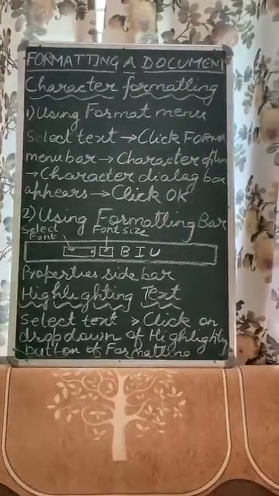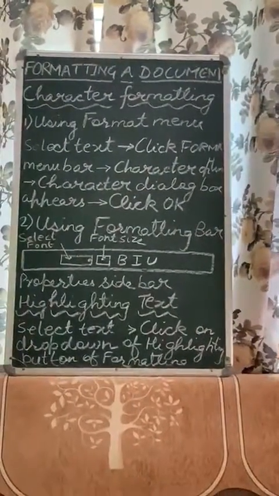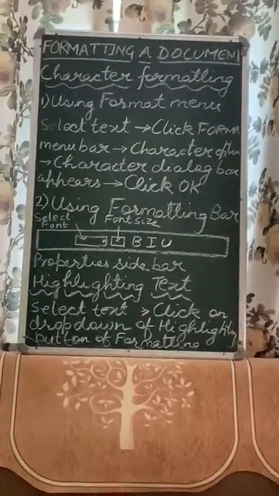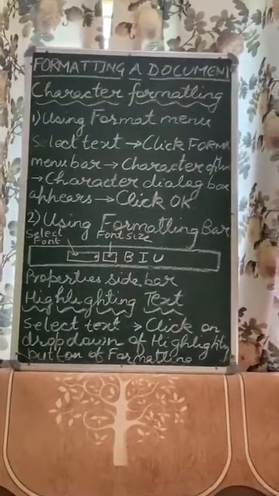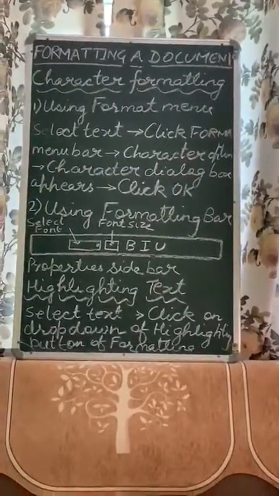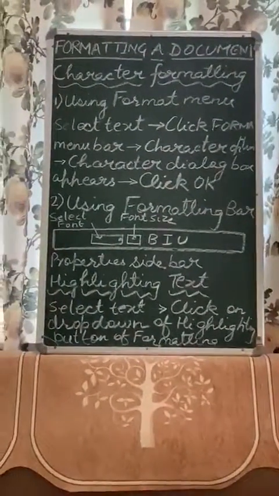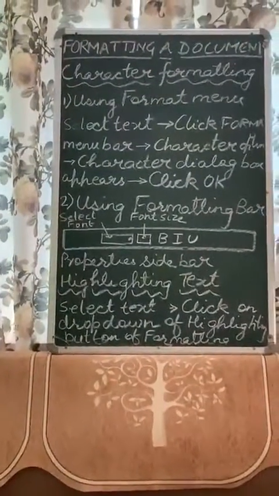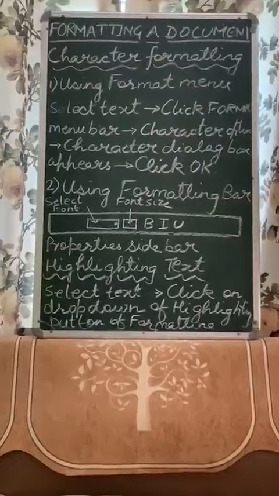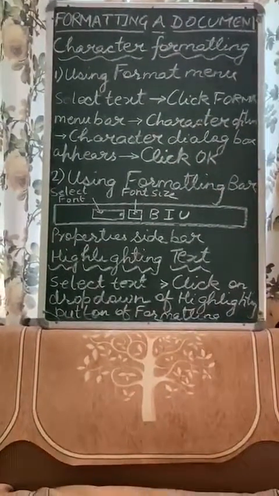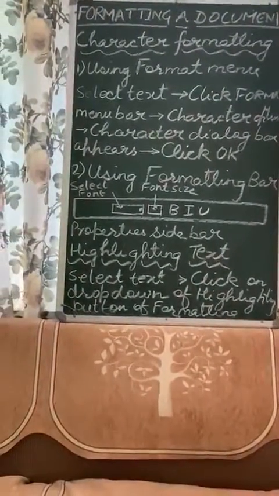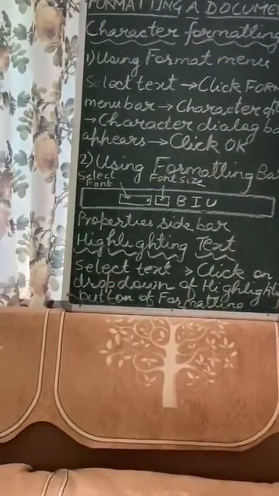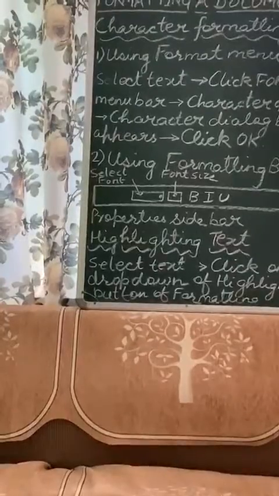Now next one is character formatting using the formatting bar. Just like in MS Word, you have at the top various buttons to change. Using these buttons, you can go for character formatting. There is a button for default settings. Default settings means the settings that are already predefined. They are given by the Apache company. They are already there.